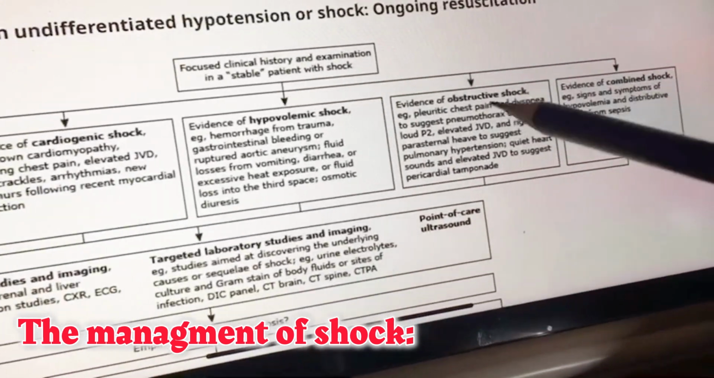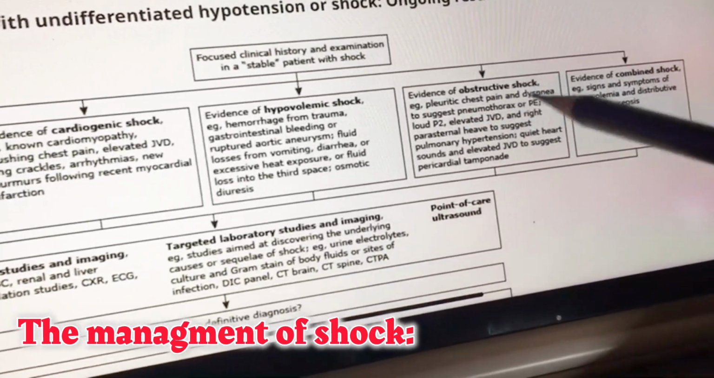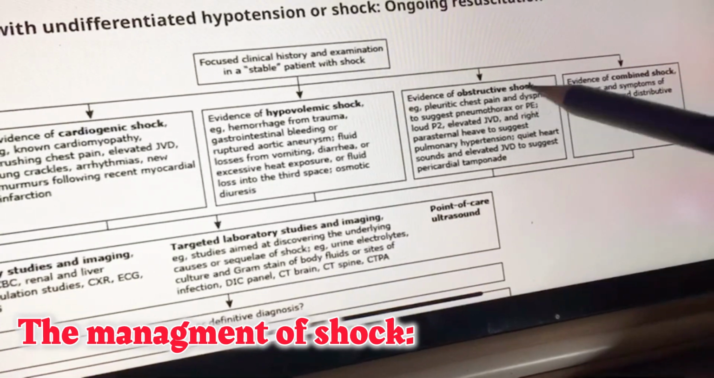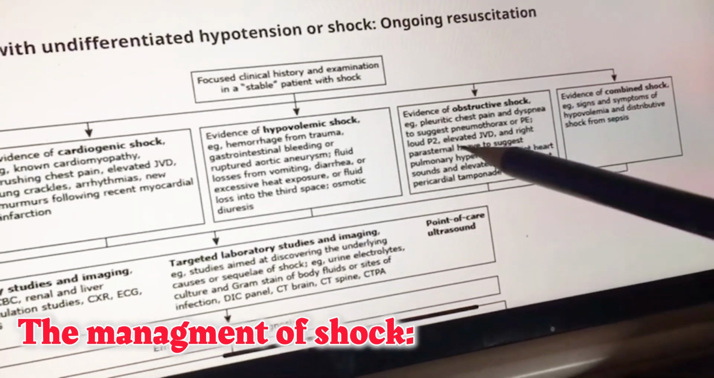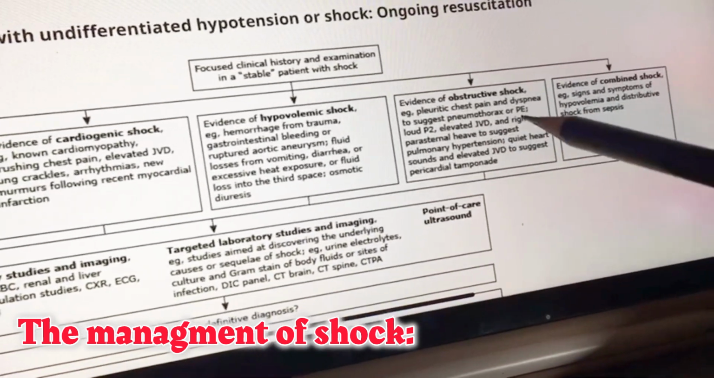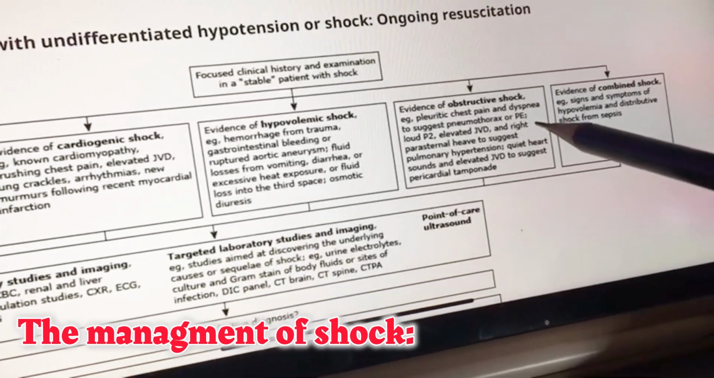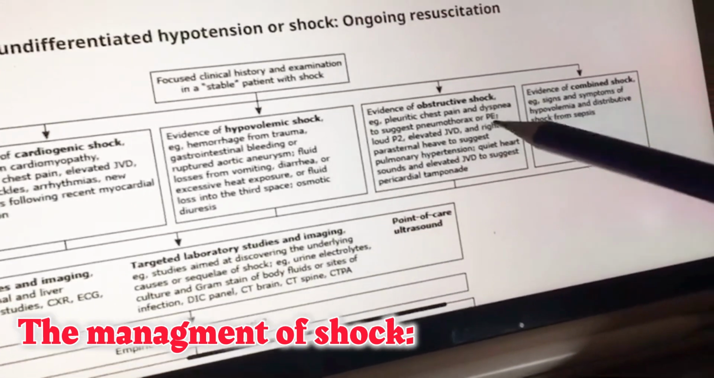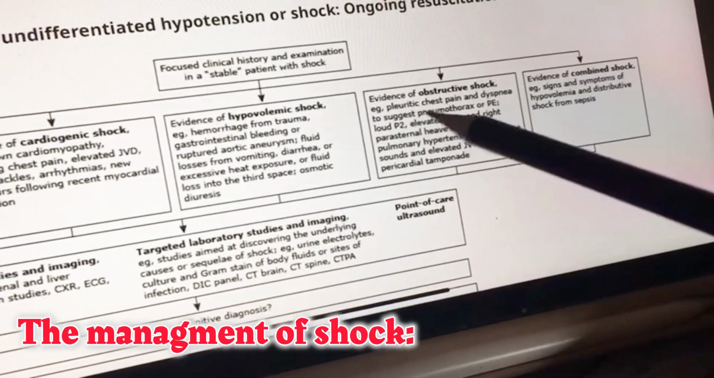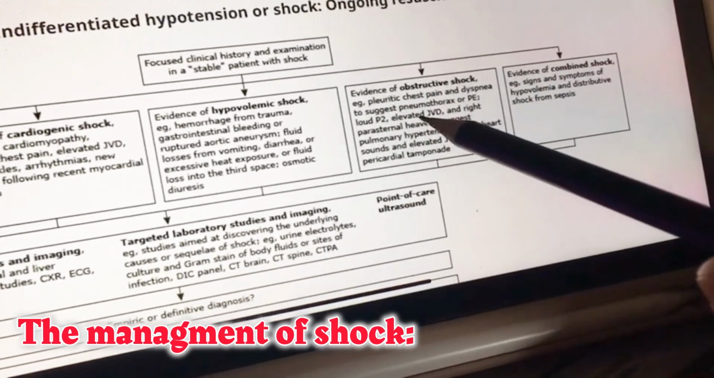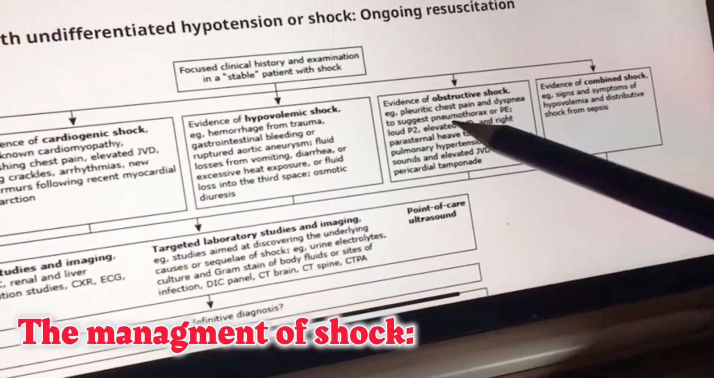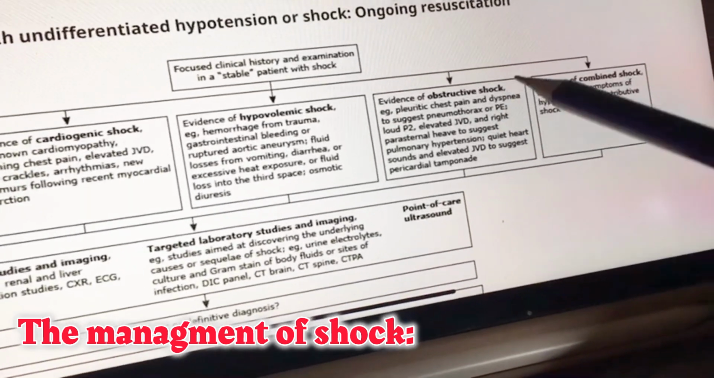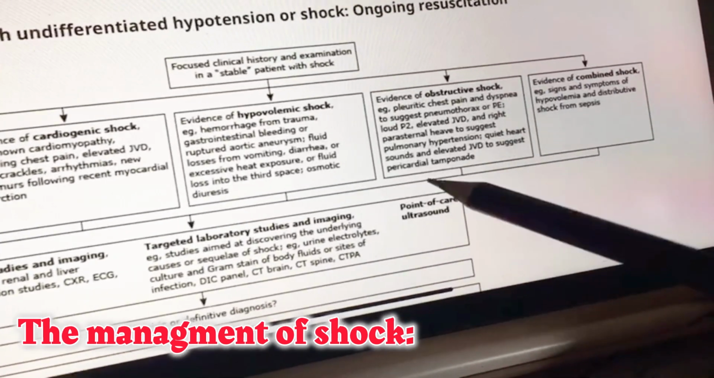While in obstructive shock, the patient may have pleuritic chest pain and dyspnea, suggesting a pneumothorax or pulmonary embolism. There may be elevated jugular venous distension or a right parasternal heave, and this will be revealed on a good examination. So we can manage according to the cause. If it is a tension pneumothorax, we must do a chest tube. If it's a pulmonary embolism, we might give anticoagulant, and so on.